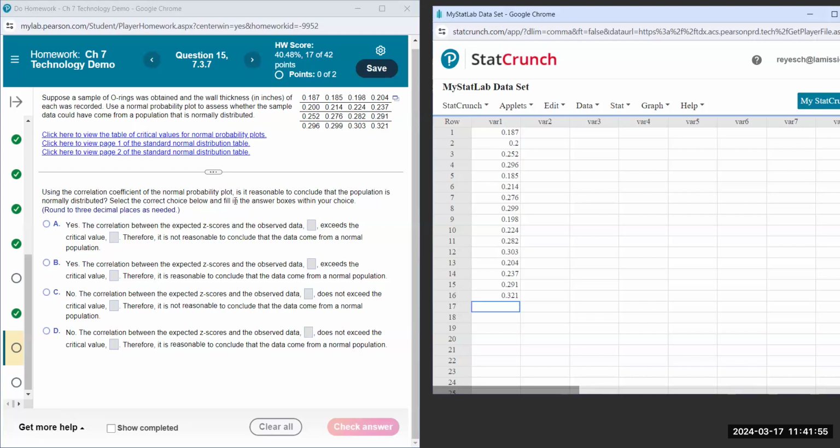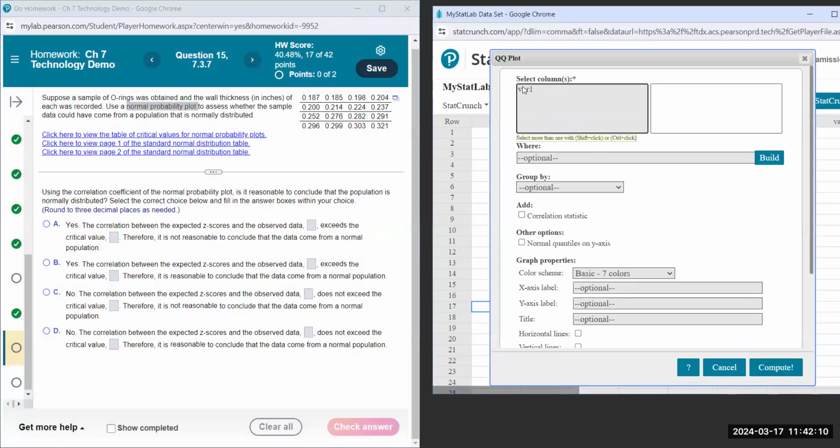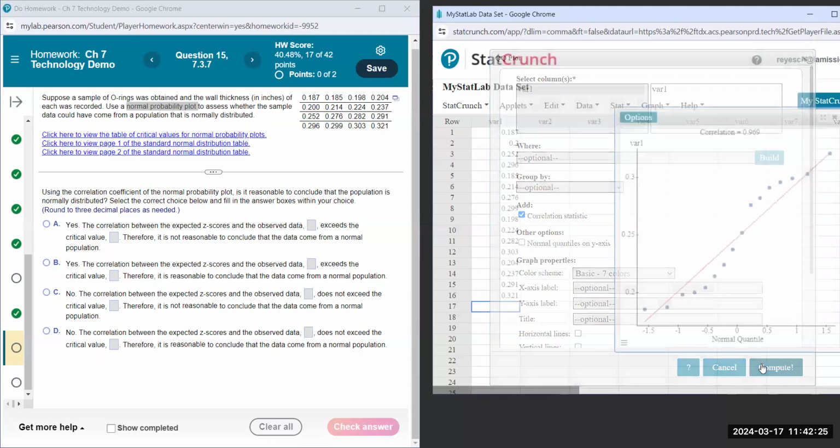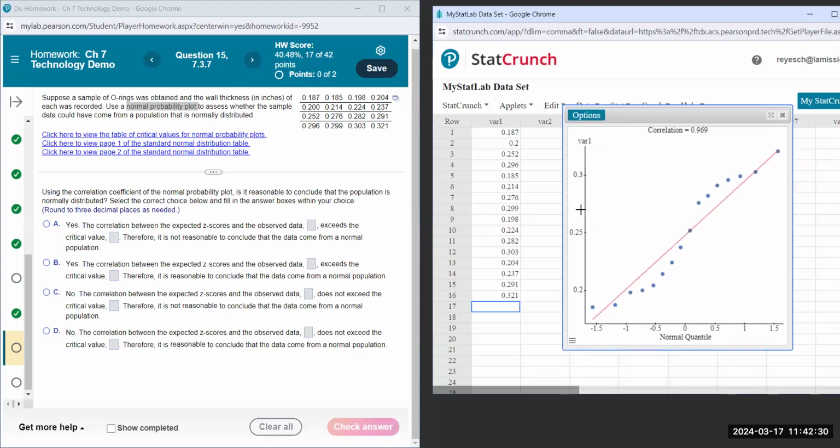The tricky part is that it's called a normal probability plot here, but on StatCrunch it's called a QQ plot. So you go to Graph and choose QQ plot. You select your variable, and you want to select the correlation statistic. Sometimes you have to click this one on certain problems. So let's compute. It puts the Z value here, and it puts the distance here.